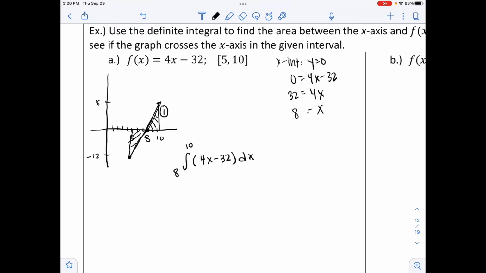And then I'm going to subtract away the negative region. And that negative region I'll call region 2 here, which is below the x-axis. And this is going to go from 5 to 8 of the same function.